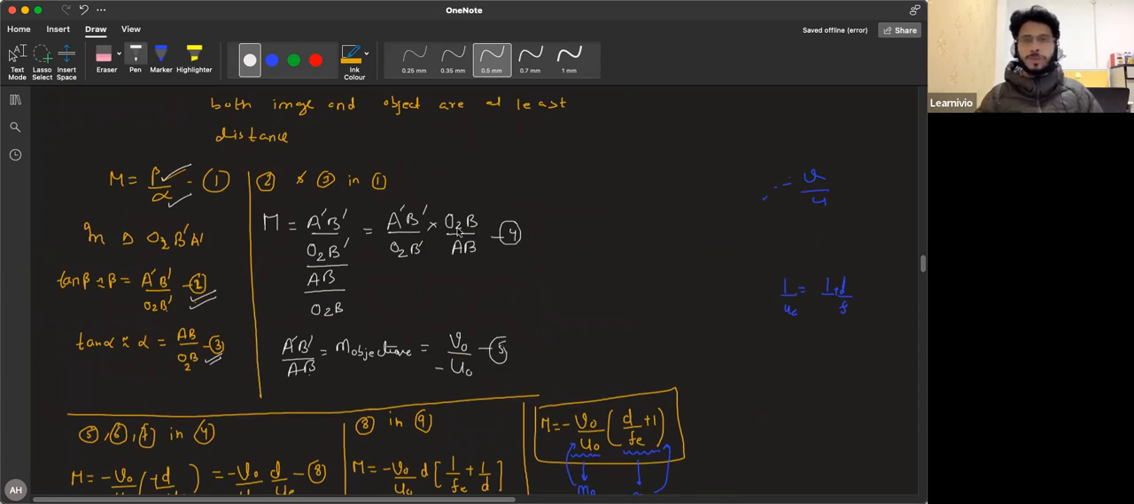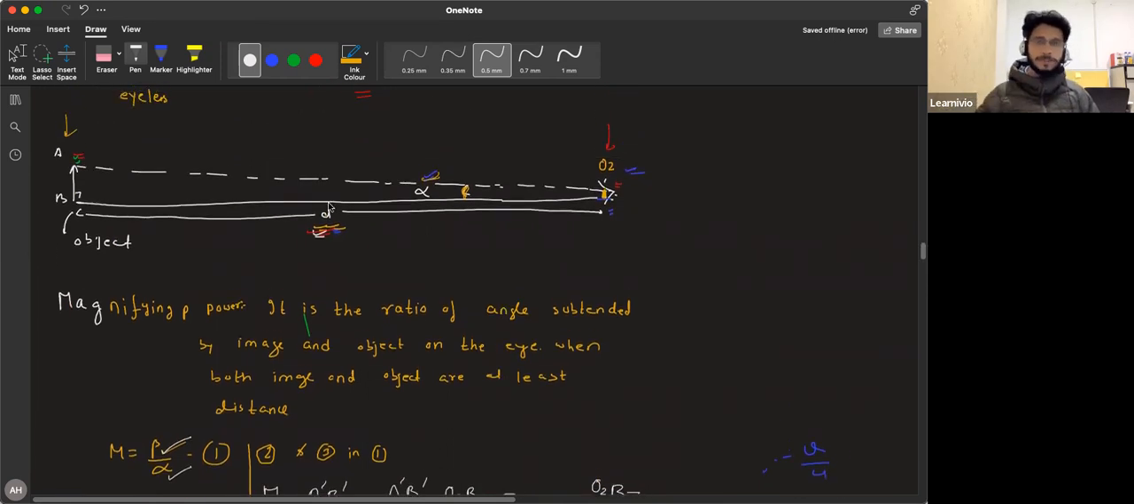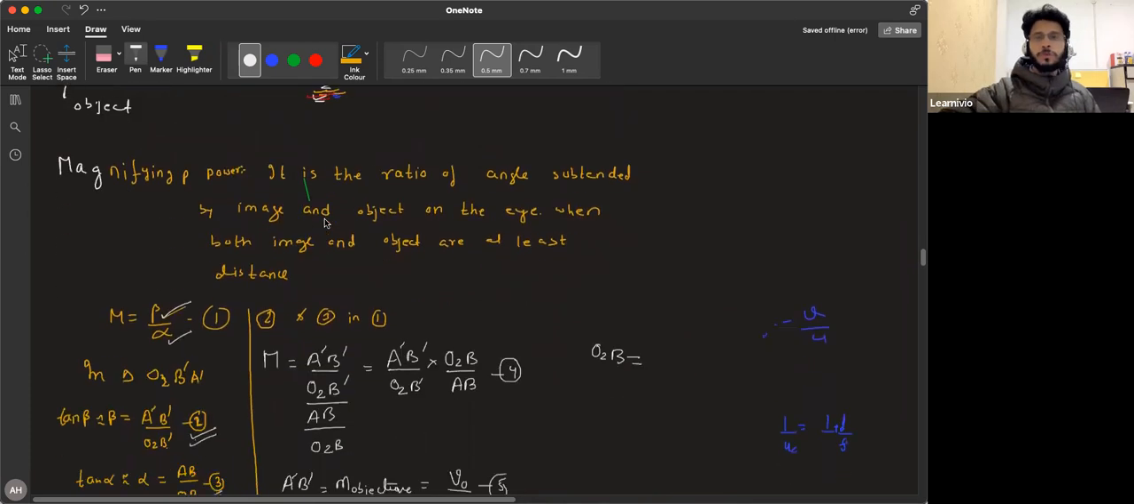We need more things. We need O2B. Minashi, what is O2B in this diagram? Just tell me with the proper sign. Negative U. No, that's D. That's D. So O2B is minus D.